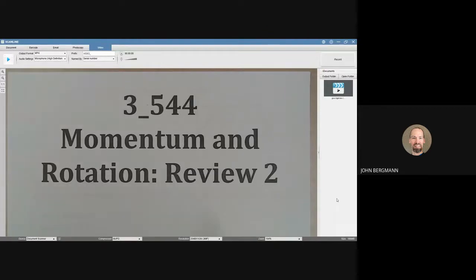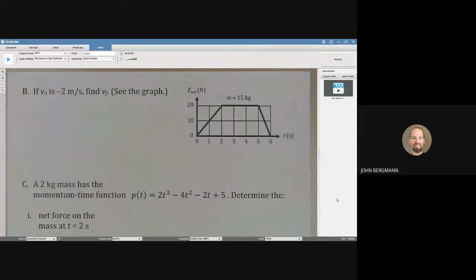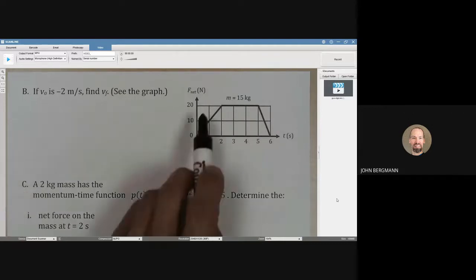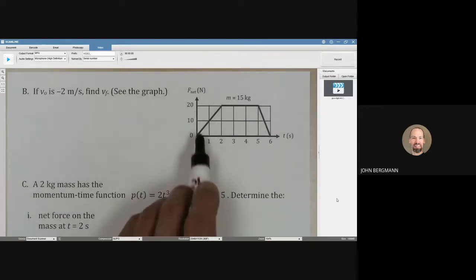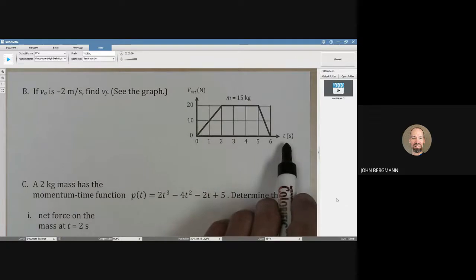Momentum and rotation review 2. If V naught is negative 2 meters per second, find VF. See the graph. Let's look at this graph. We have net force on the vertical axis. We have time on the horizontal axis.